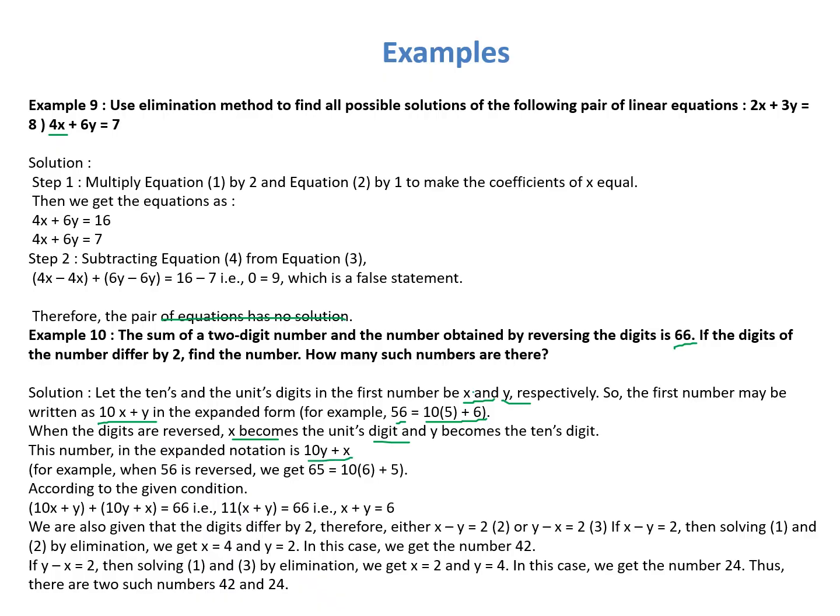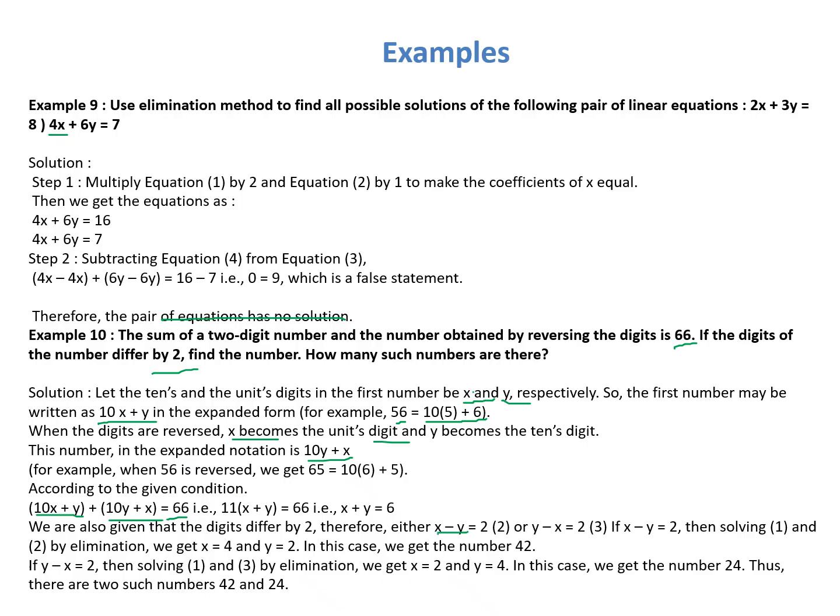According to our problem, the sum of the two-digit number and the number obtained by reversing the digits is 66. So our number is 10x plus y, and we reverse the digits to 10y plus x. So 10x plus y plus 10y plus x is equal to 66. This is the first equation. And for the second equation, we have been given that the numbers differ by 2. Which means that the difference between the two numbers is 2. Either x minus y can be 2 or y minus x can be 2. So we can use both combinations.